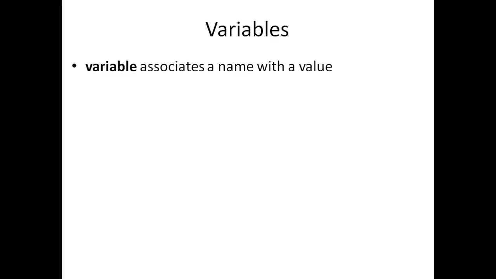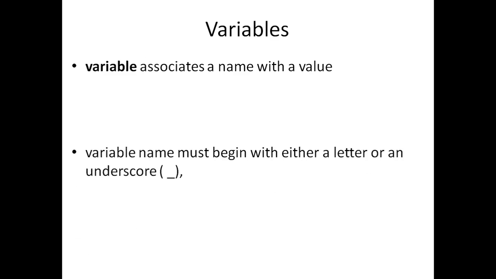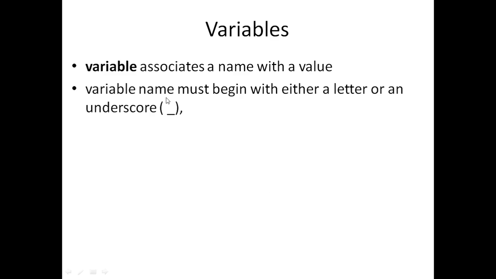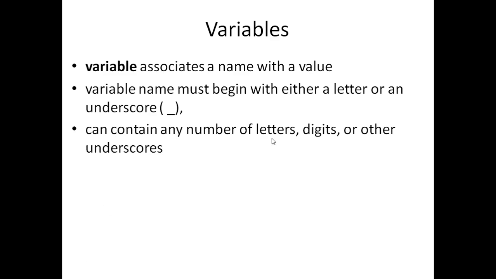So a variable associates a name with a value. A variable name must begin with either a letter or an underscore. It can contain any number of letters, digits, or other underscores also. So you can name it like this. Every time, the variable name must begin with either a letter, meaning alphabets, or an underscore, and it can contain any number of letters, digits, or other underscores.